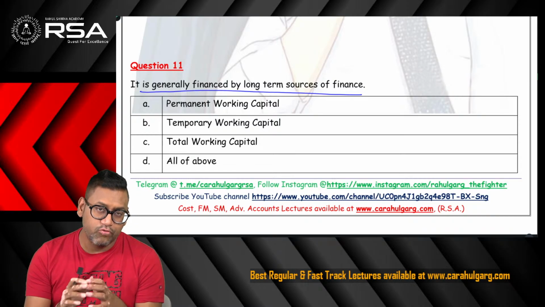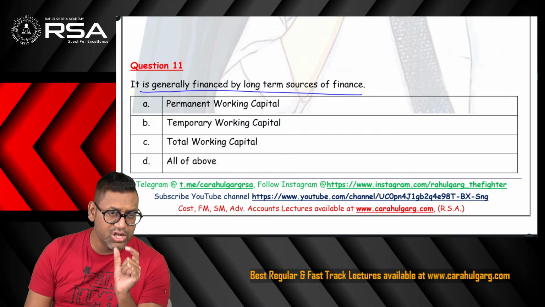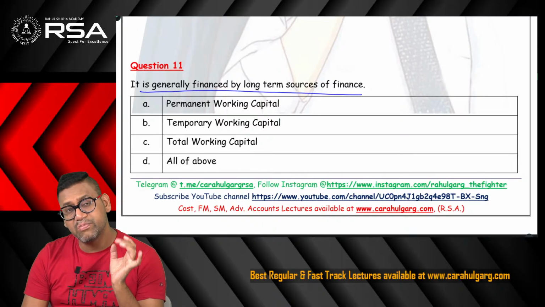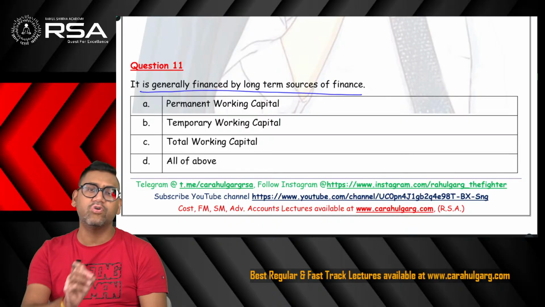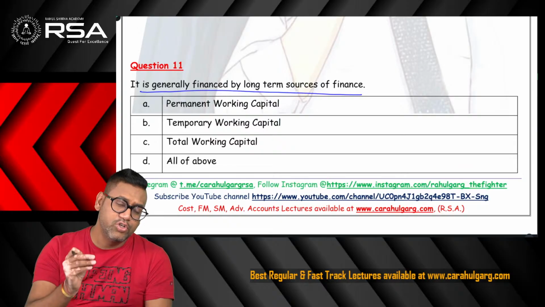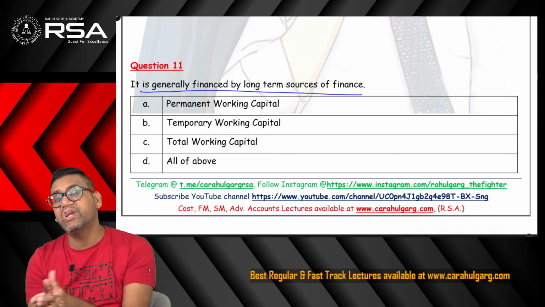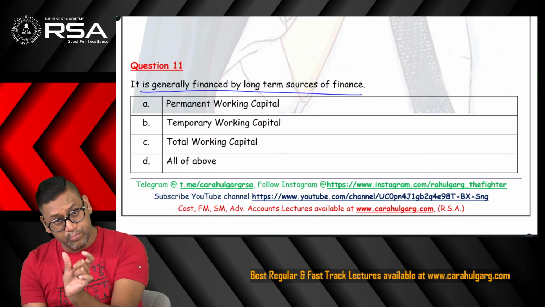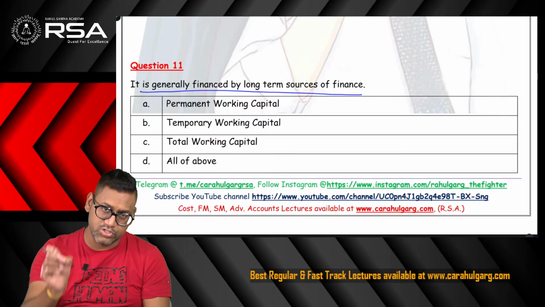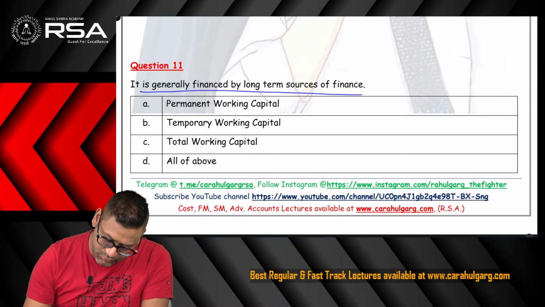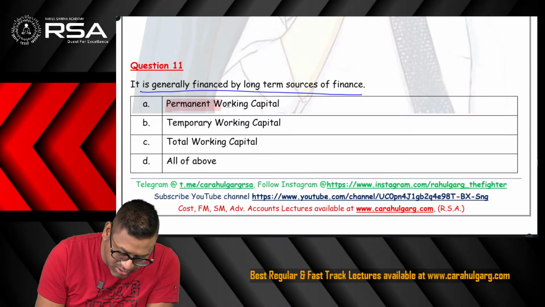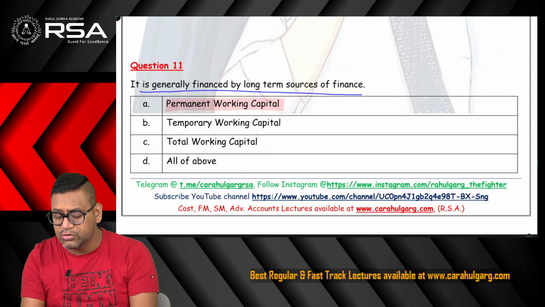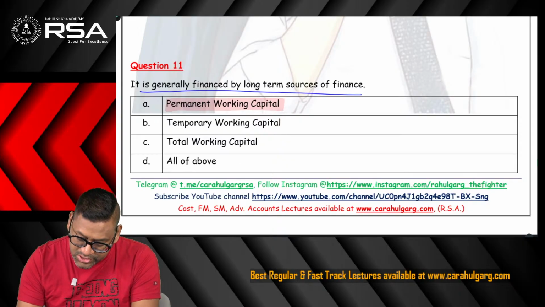Even out of your working capital, there is a certain part of working capital which is always permanent in nature, meaning it is to be maintained at any cost and at all times, irrespective of your business activity. That is called the permanent working capital. So permanent working capital is that particular part of the total working capital which is to be financed by the long-term sources of finance. So the correct answer is permanent, not the temporary and not the total working capital, child.